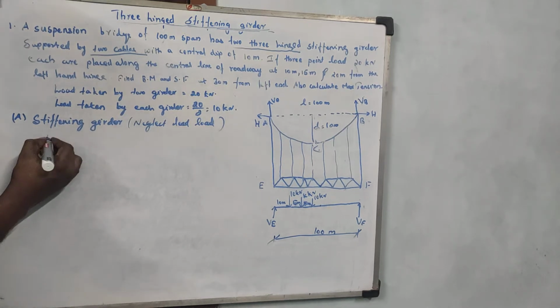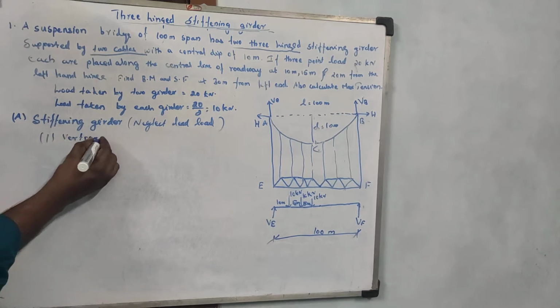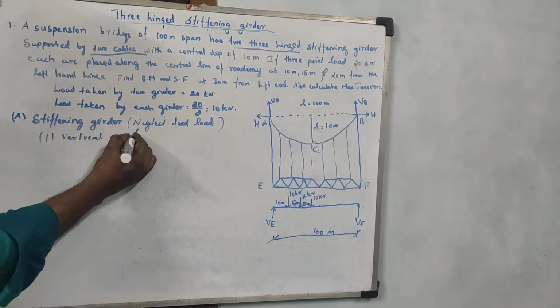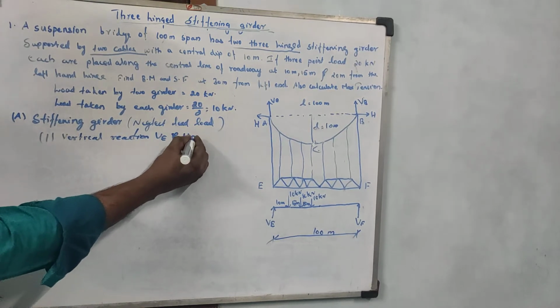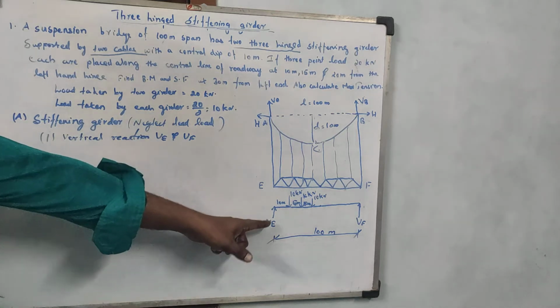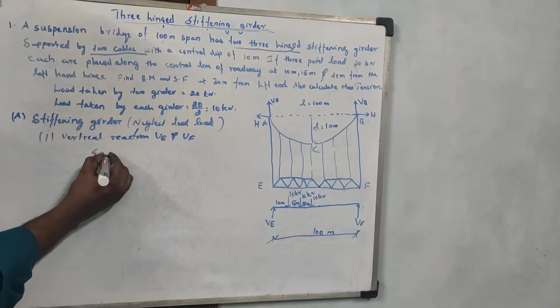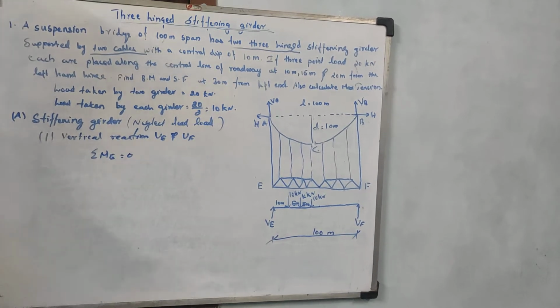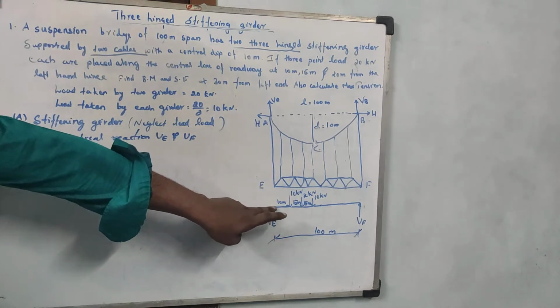So first we have to find the vertical reactions VE and VF. To find VE and VF, we can take moment about E. Take moment about E. That means sum of moment at E equal to 0.